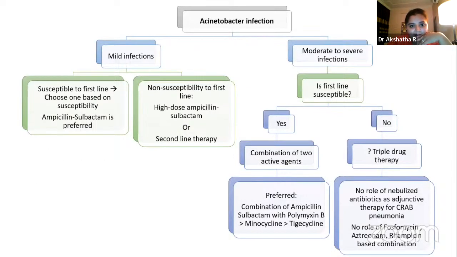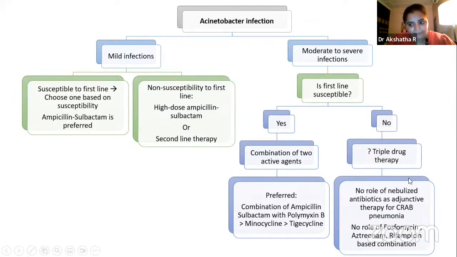So this was the flowchart which I had made for the previous IDSA guidance. This time, as I mentioned, the mild infection part has been removed, and they are commenting only on moderate to severe infection. Based on susceptibility, for first line, yes, you can use a combination of two agents. The preferred combination is ampicillin sulbactam with minocycline first, or tigecycline. If not, otherwise polymyxin B.